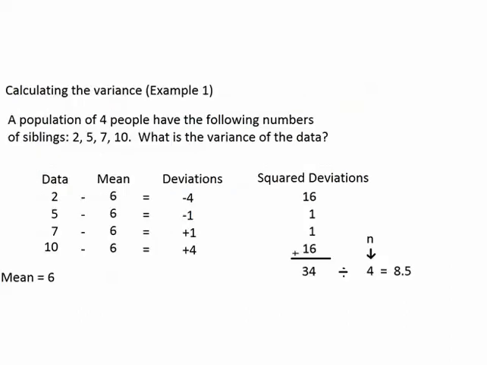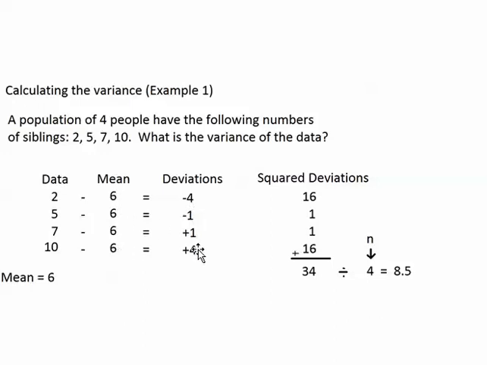This first example says, a population of 4 people have the following numbers of siblings, and what is the variance of the data? This data came from a population, so we'll be following the steps to find the variance of an entire population. First, we calculate the mean of the data. We add these 4 numbers and divide the total by 4. Next, we subtract the mean of 6 from each data value to get our deviations.